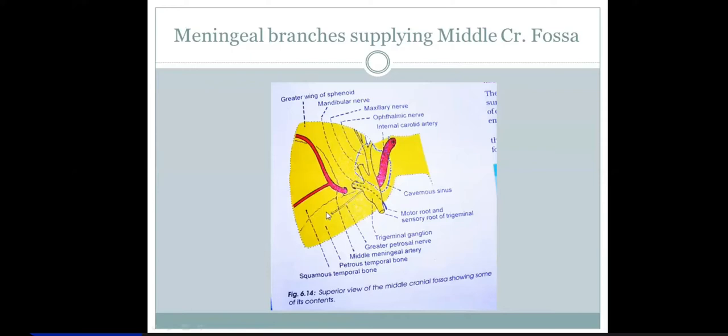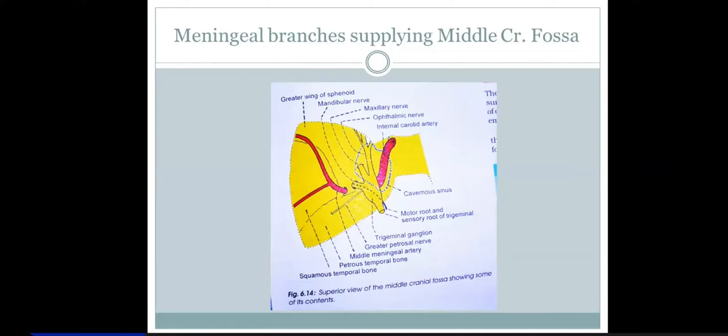Then this is the petrous temporal bone, here you find the squamous portion of the temporal bone, and there you find the greater wing of the sphenoid, right? So these are the bones forming the floor of the middle cranial fossa. In the greater wing of the sphenoid, this is the posterior end, and at this end there is a small spine protruding out.